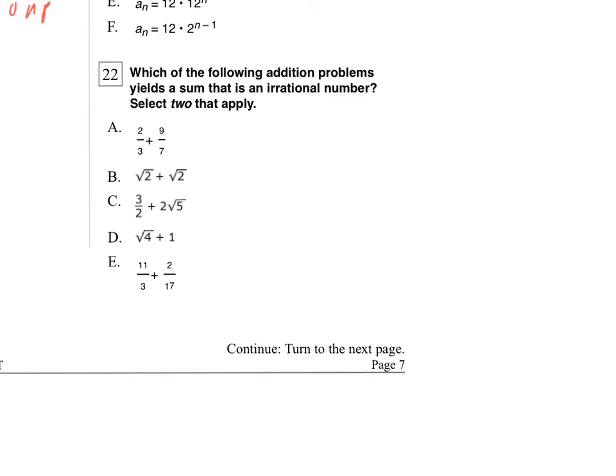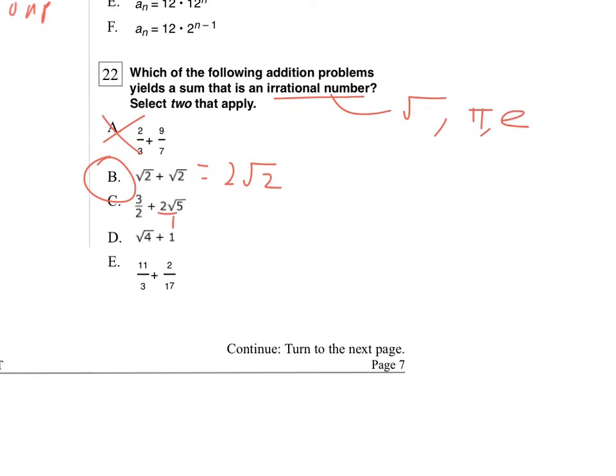All right, next up here, they want which of the following addition problems yields a sum which is an irrational number. So again, once again, irrational, we're looking for radicals and we're looking for pi or e. And so A doesn't have that, so I'm not even going to worry about it. B would be 2 rad 2, and so that is certainly irrational.